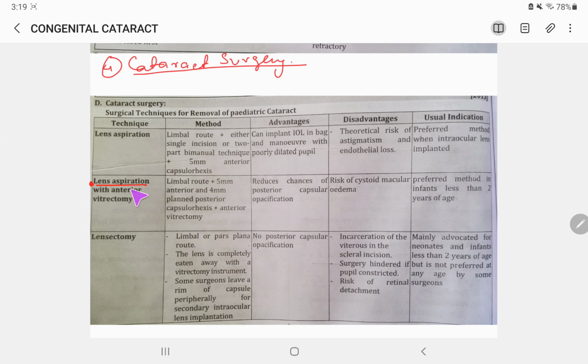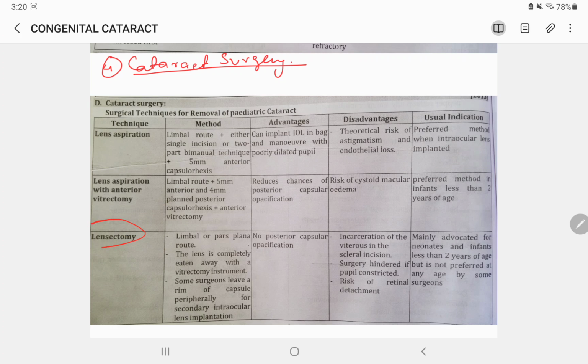And the next technique is lens aspiration with anterior vitrectomy. It reduces the chance of posterior capsular opacification, because we are doing the anterior vitrectomy as well. The disadvantage is that it increases the risk of cystoid macular edema. It is the preferred method in a child less than 2 years of age, whereas lens aspiration is the preferred method where an intraocular lens has to be implanted.